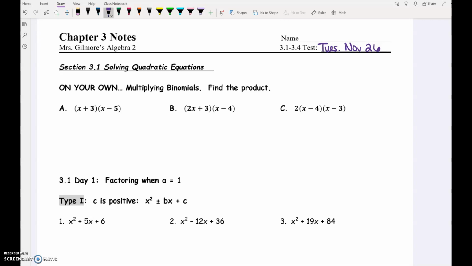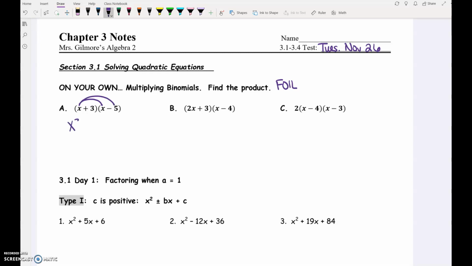Okay, pause the video for a moment and try A, B, and C on your own. This is multiplying binomials. You might remember the term FOIL or double distribute. See if you remember how to multiply these out. Once you're done, play the video to see how you did. Personally, I do not like the term FOIL because it's a trick that only works when you're multiplying binomials. I prefer double distribute.